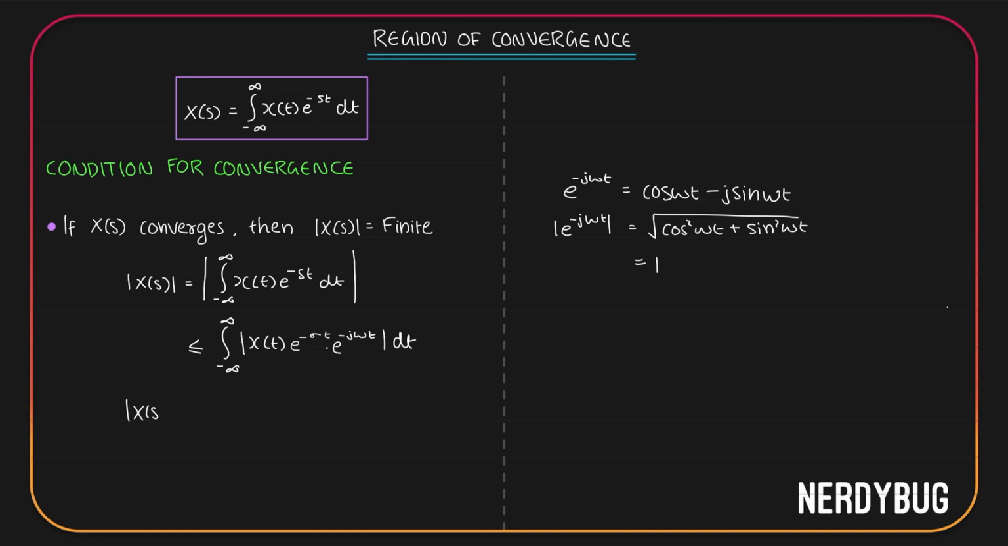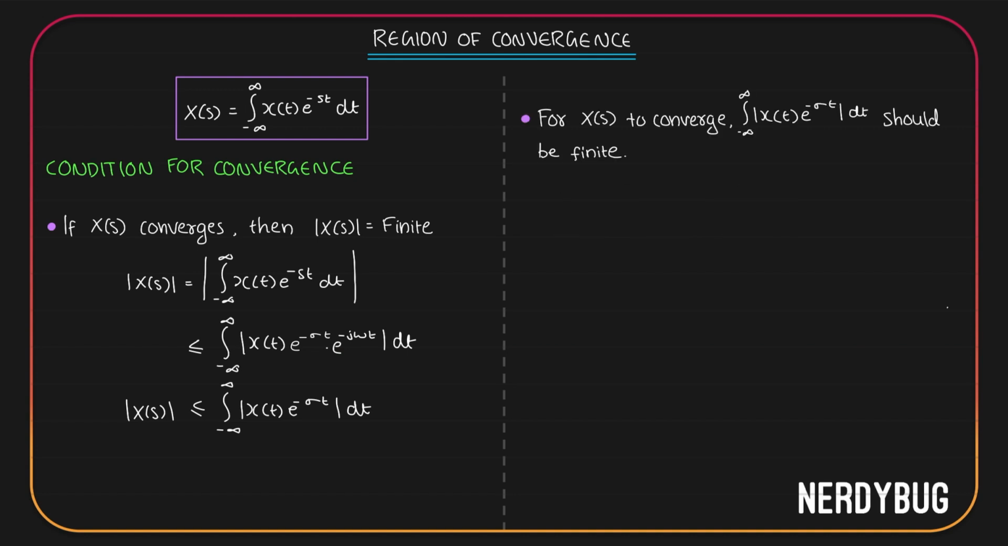So we can write magnitude of X(s) is less than or equal to the integral from minus infinity to infinity of magnitude of x(t) e raised to minus sigma t dt, because the magnitude of e raised to minus j omega t is anyways just 1. The conclusion we can make from here is simple. For X(s) to converge, the integral from minus infinity to infinity of magnitude of x(t) e raised to minus sigma t dt should be finite. Or in simple words, x(t) e raised to minus sigma t should be absolutely integrable, which means when you integrate its magnitude, you should get a finite value.